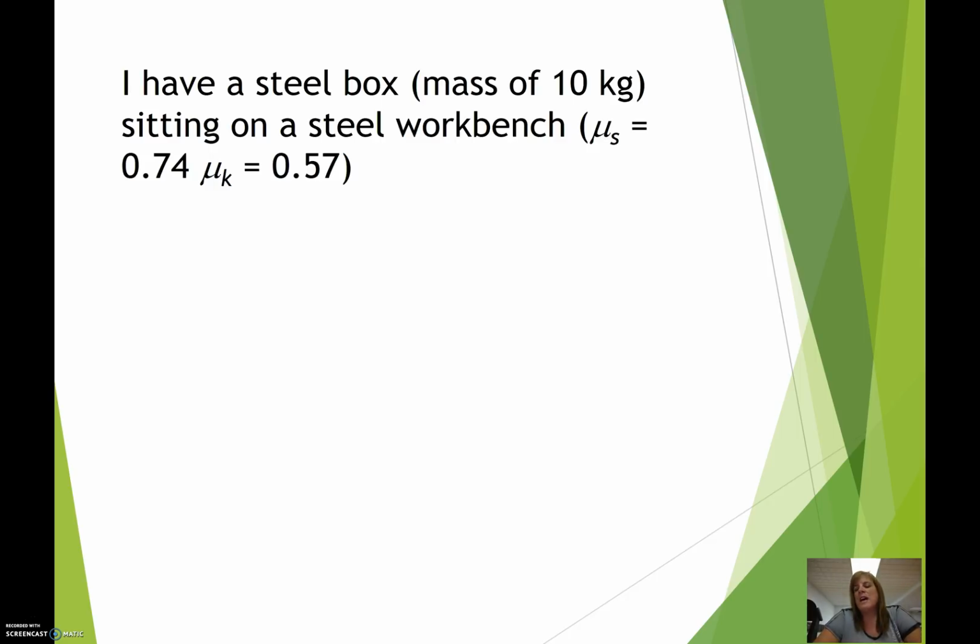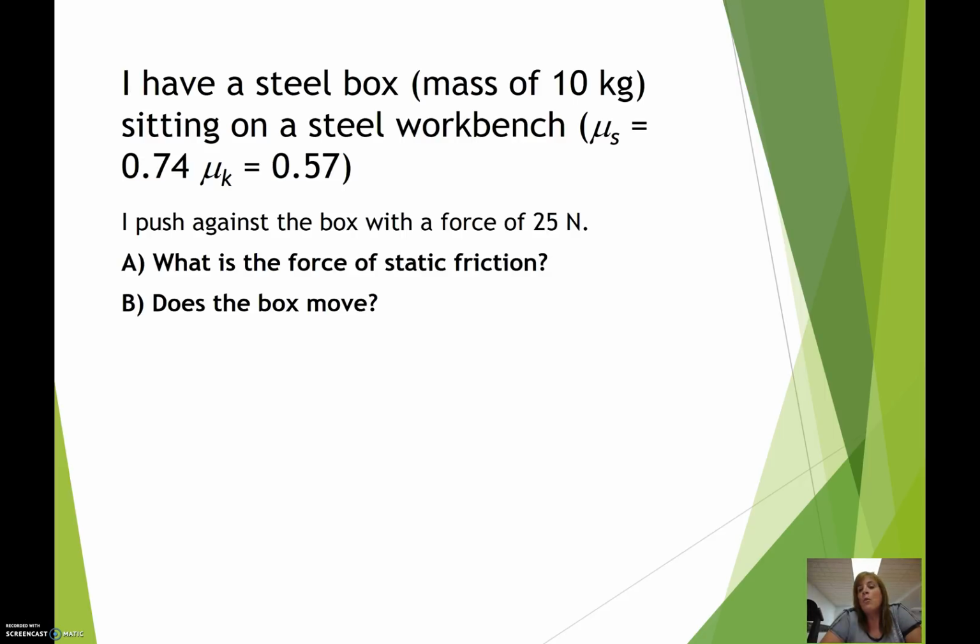All right, so let's take a look at a problem example. I have a steel box which has a mass of 10 kilograms sitting on a steel workbench. Our coefficient of static friction is 0.74, which is higher than our coefficient of kinetic friction, 0.57. What I want to know is if I push against the box with a force of 25 newtons, does the box move? Well, first we have to draw a free body diagram.